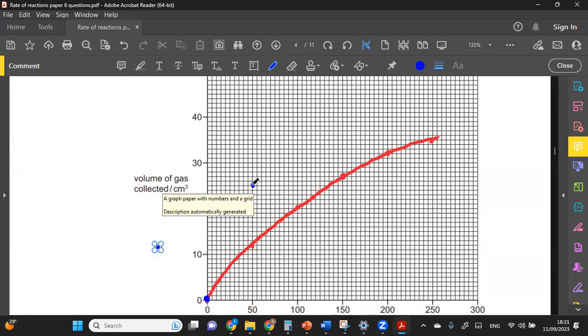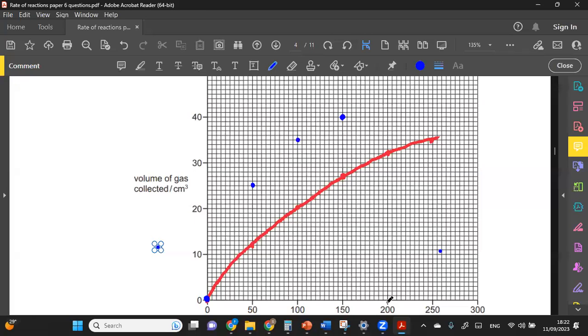Then I have 100, and at 100 I have 35. So I go at 100 and I go to 30, 31, 32, 33, 34, 35, right? Then I have 150 at which I have 40. So at 150 I have 40. I make a mark at 40.